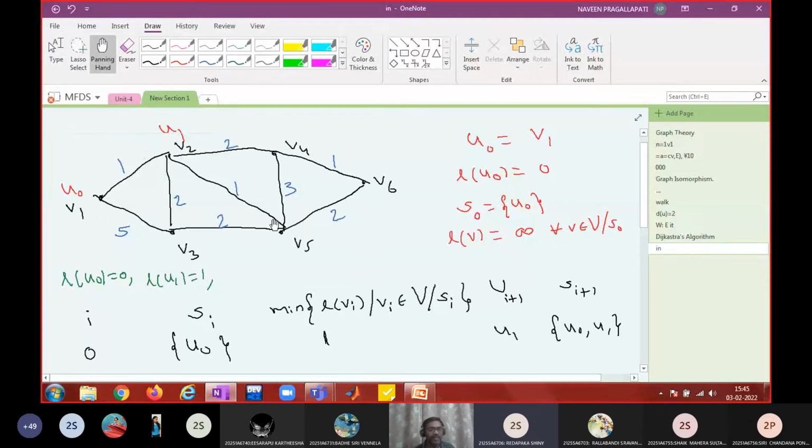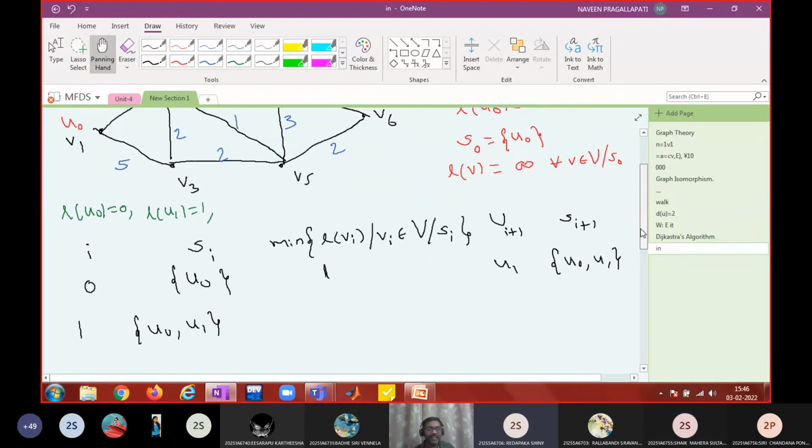What about V5? Is this minimum? Yes, sir. See, this is 1 and L of U1 is already 1. 1 plus 1 is 2. I think this is the minimum, not V4 and V3. Or take this vertex: 1 plus L of V4, which we don't know, is already infinity as of now. So this is not the right candidate. So what is my next vertex in this graph? V5. Okay. So V5. What is that distance?